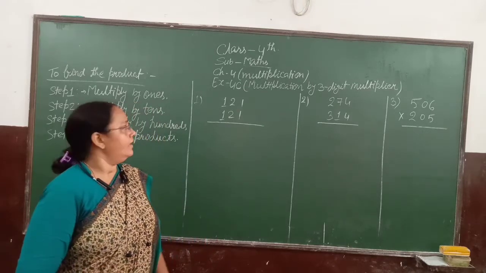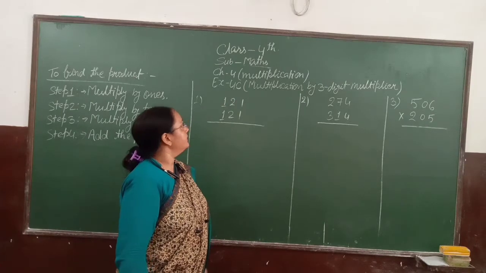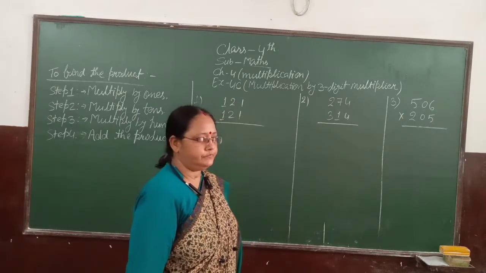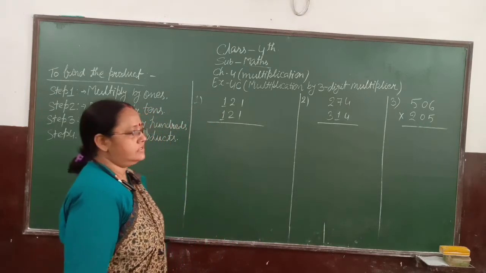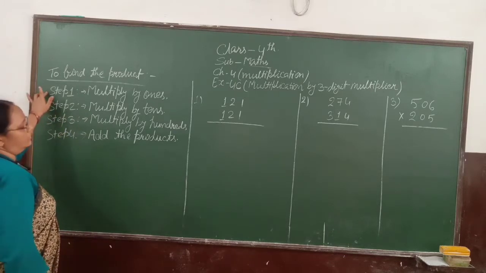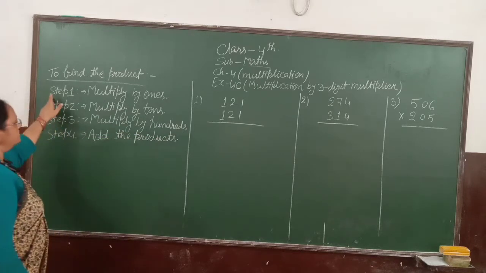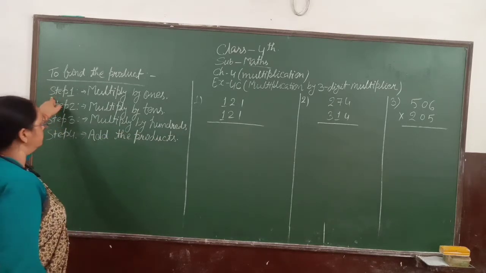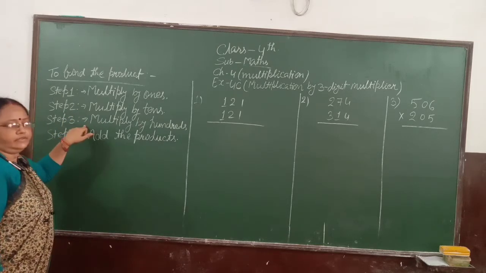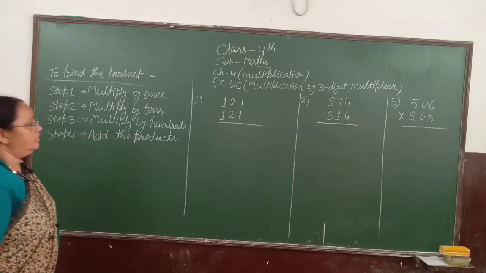And today I am going to start multiplication. Topic is multiplication by 3-digit multiplier. Now, students, start from the process. If we multiply by a 3-digit multiplier, at first multiply the ones digit, second the tens place digit, and third the hundreds place digit, and then add all the products. Now let's start.